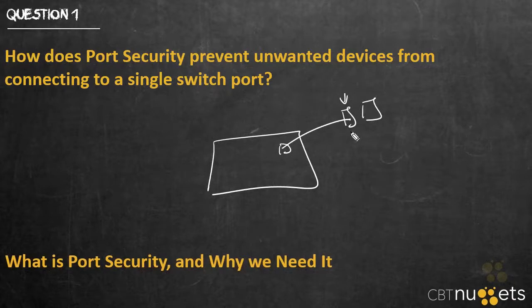Now, if they connect a switch or a hub and they start connecting lots of devices to it, which is undesirable for our network, what we could do is use port security, and the port security is looking at how many source MAC addresses are coming in on that port. If there's a whole bunch of different source MAC addresses trying to send traffic into that port, the switch is going to stop that from happening.